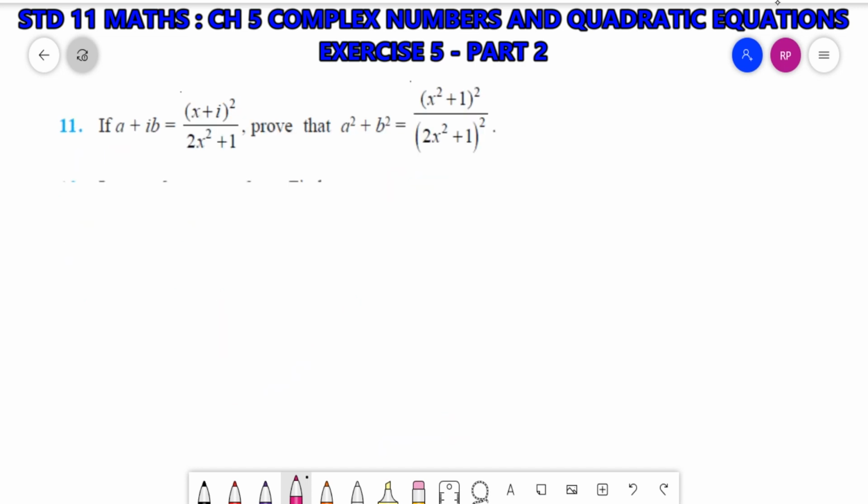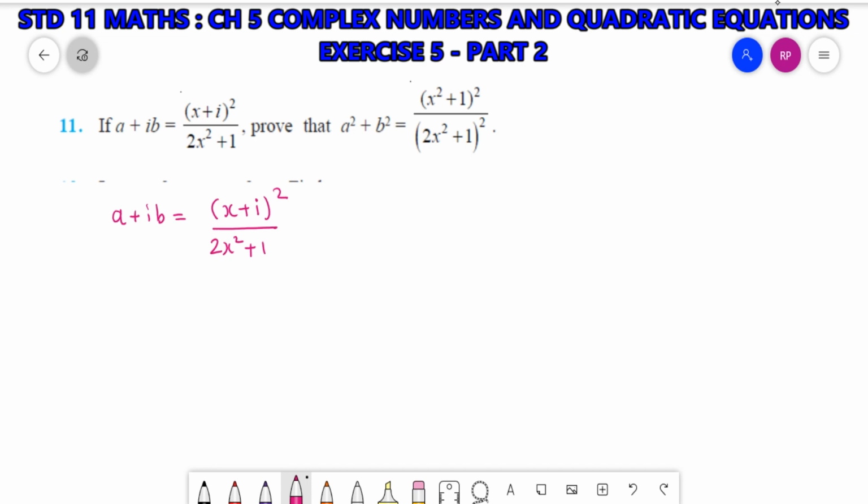Question number 11. If a plus ib is equal to (x plus i) whole square upon 2x square plus 1, then prove that a square plus b square is equal to (x square plus 1) whole square upon (2x square plus 1) whole square. Okay, so let's take the given thing: a plus ib equal to (x plus i) whole square upon 2x square plus 1.